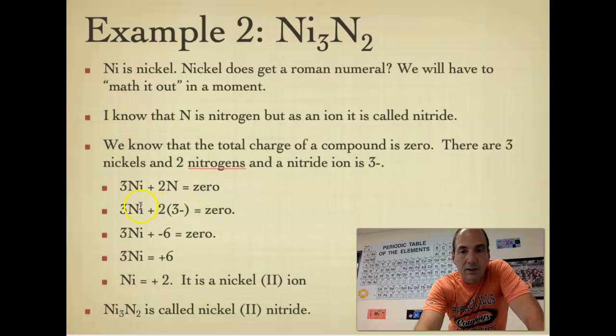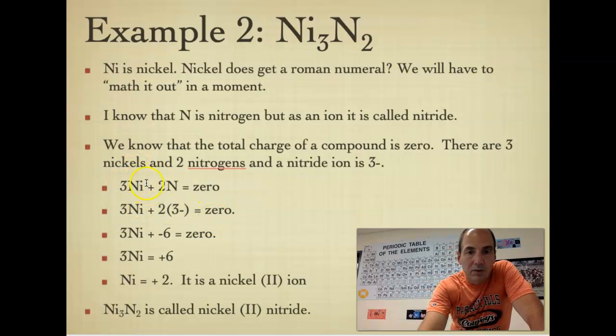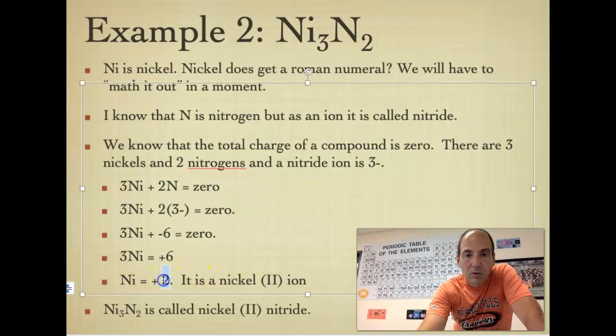And I know that the total charge of a compound has to be 0. So you'll see that in this formula, we have 3 nickels, we have 2 nitrogens, and the total charge has to be 0. Now, I said a moment ago that nitrogens have to be -3. So I have 2 -3s giving me -6. I add 6 to both sides. I have 3 nickels that has to equal +6, which means nickel has to be +2, which means then I know the Roman numeral is 2. So it's nickel 2. And again, the nitrogen ion, we change the ending to "ide", so this compound would be called nickel 2 nitride.